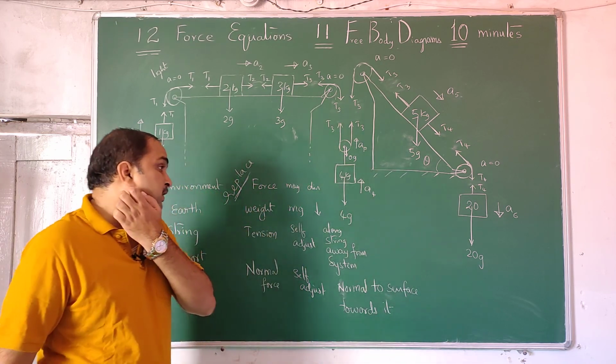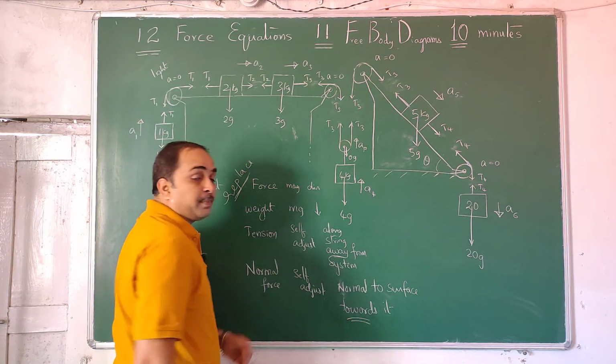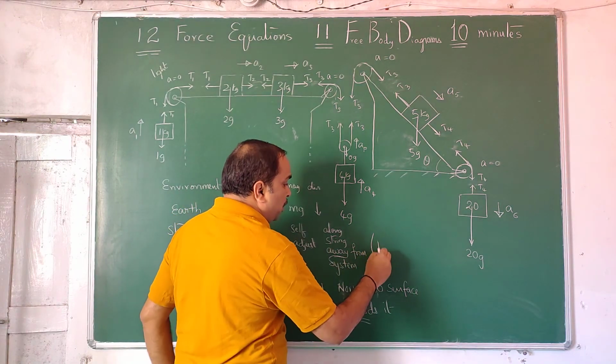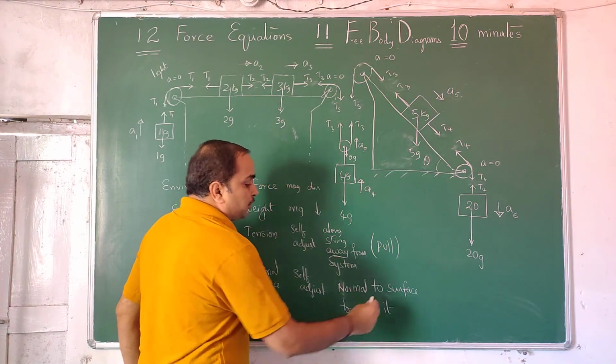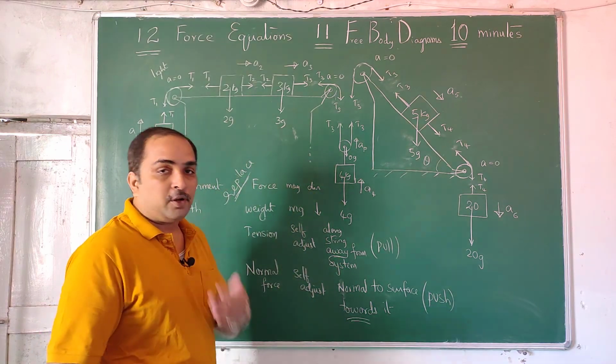Normal is towards the system. String is away from the system. Normal force is towards the system. Any force away from the system is called pull. Any force towards the system is called push. Gravitational pull we call it because it acts away from the system.